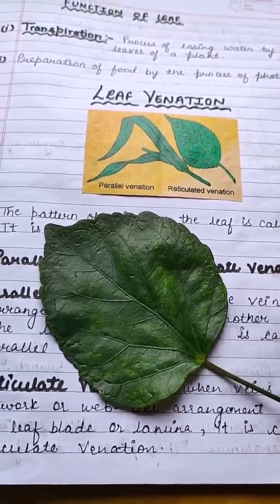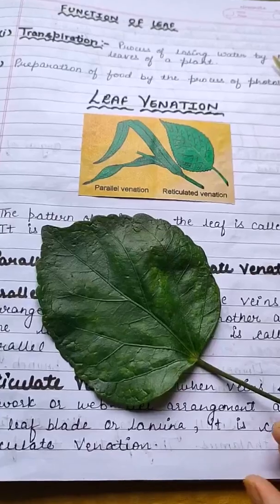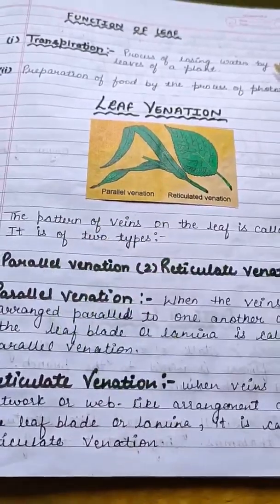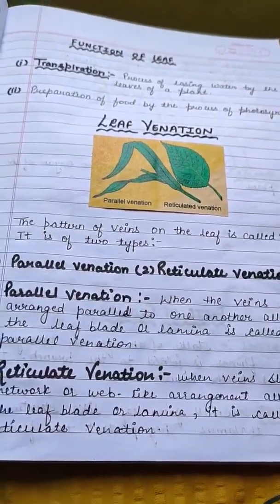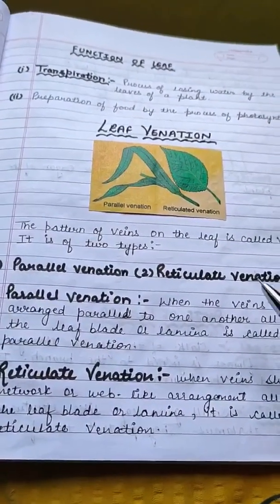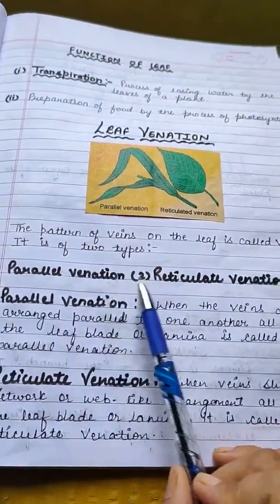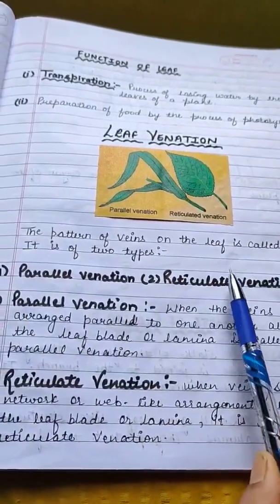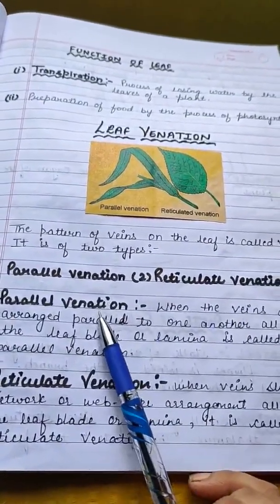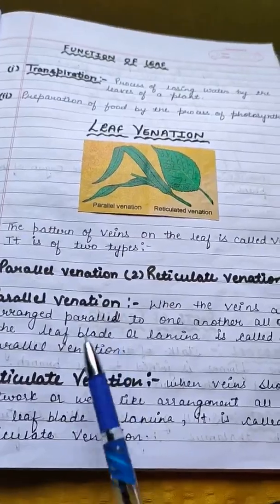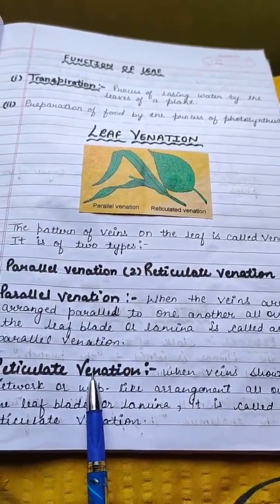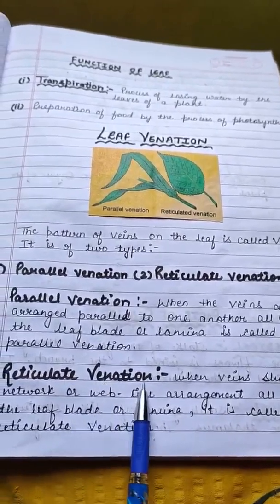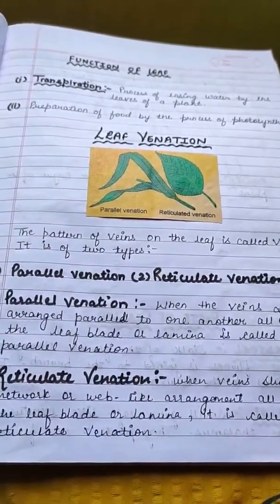The other examples are rose, neem, mango, guava, etc. So there are two types of venation: parallel venation and reticulate venation. When the veins are arranged parallel to one another, it is known as parallel venation, and when the veins show a web-like arrangement all over the leaf blade, it is known as reticulate venation.